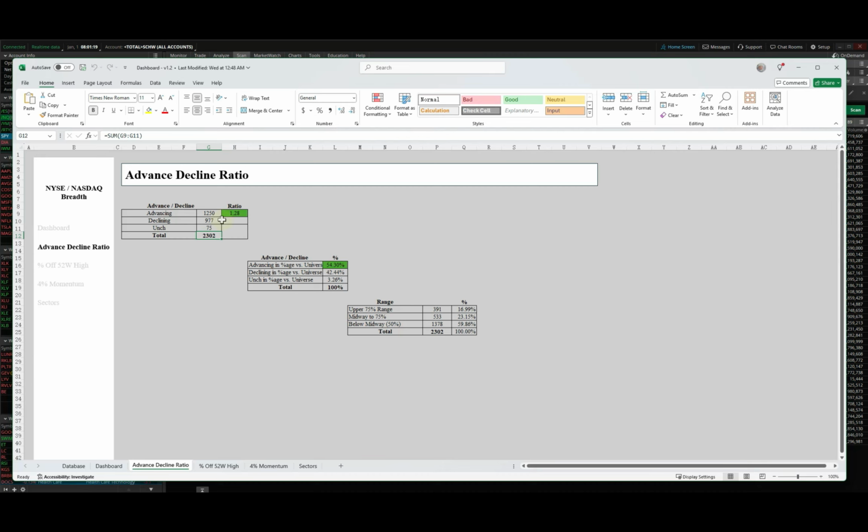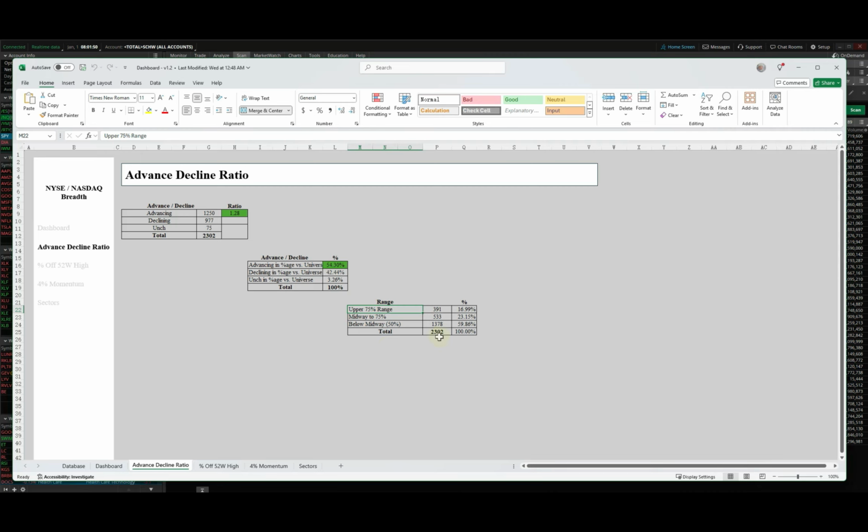So if you see, today we have the ratio 1.28. Why? Because more stocks were advancing versus declining. And you see that today 54% of stocks were advancing versus declining. So these are also the same data, just a different representation. And similarly, this is how many stocks today closed in the upper 75% range.